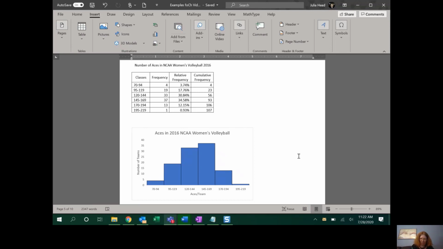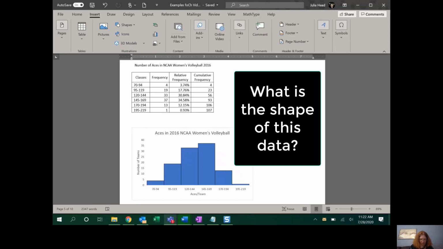Histograms are one of the most important displays of data because you can see the shape of the data. What is the shape of this data?